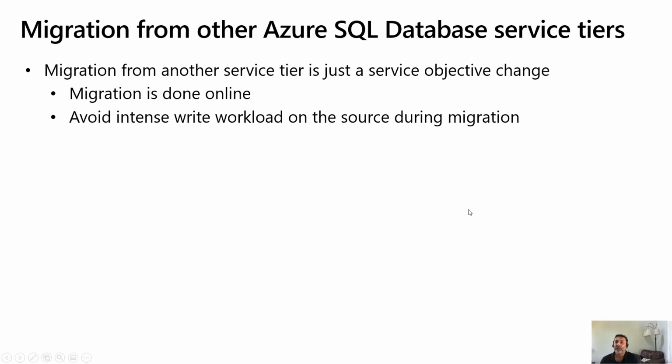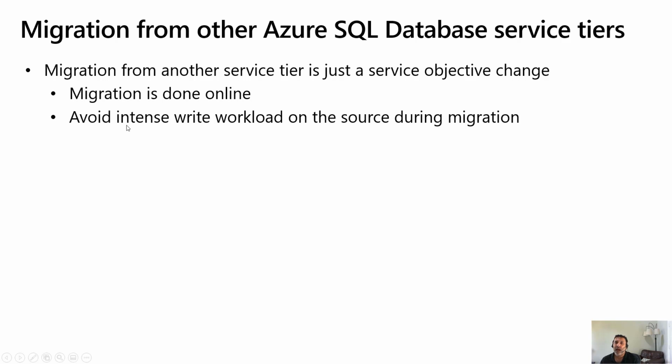Migration from other SQL database tiers is just a change in service objective. Migration is done online, so your source is still online. But it's recommended to do this during a low write activity period because there is catch up. The way we do this is we actually spawn an instance in the backend with files on blob, and the log or transactions that are being applied to your current tier are then applied, and once they're caught up, then the cutover happens. The downtime is in the few minutes, less than 5 minutes.